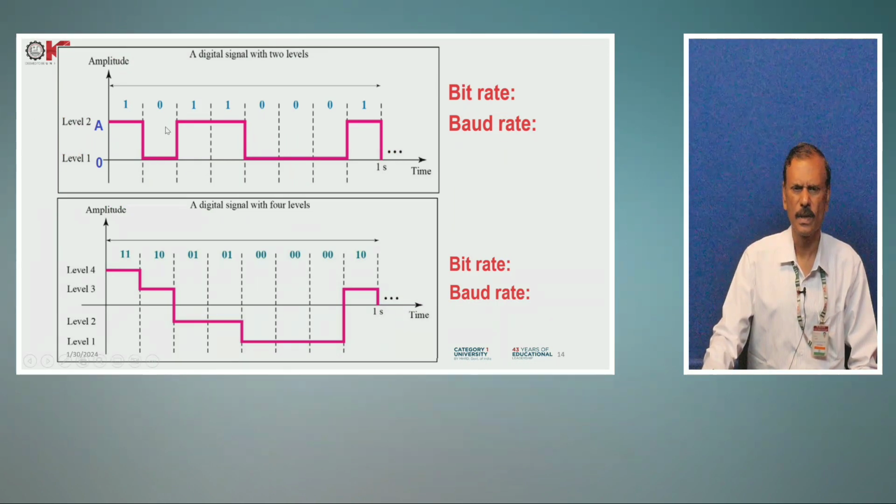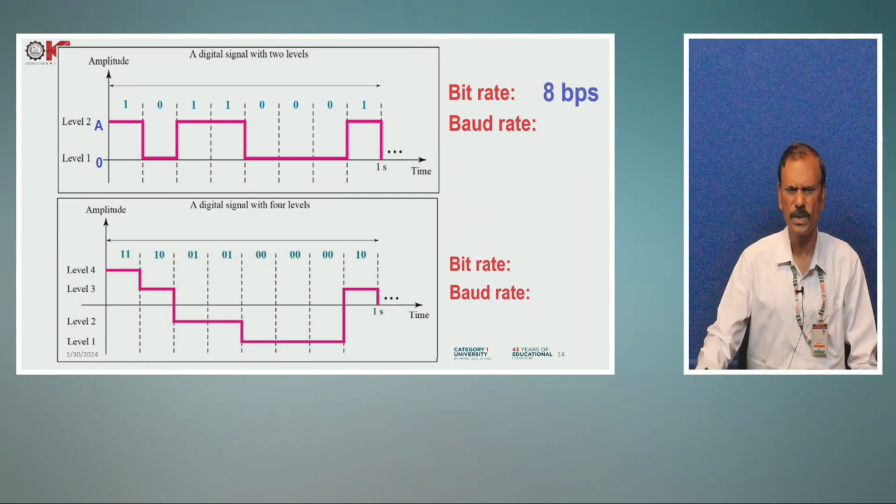The top figure shows a digital signal with two levels. Two levels means binary data, it is bits only, where 1 is high and 0 is low. Bit rate, as we have seen earlier, is the number of bits transmitted over 1 second. Here in 1 second the bits are 1 0 1 1 0 0 0 1, so the number of elements is 8. So the bit rate is simply 8 bits per second.